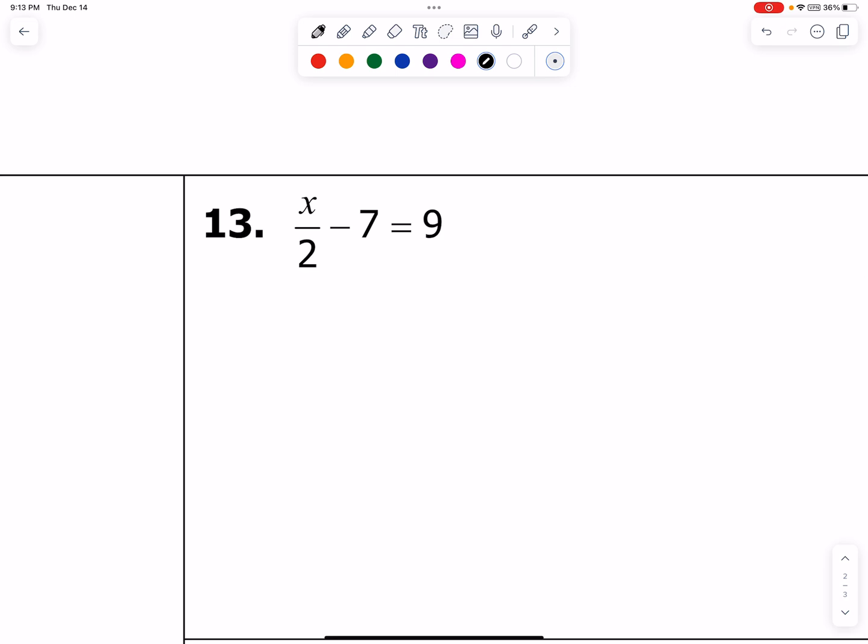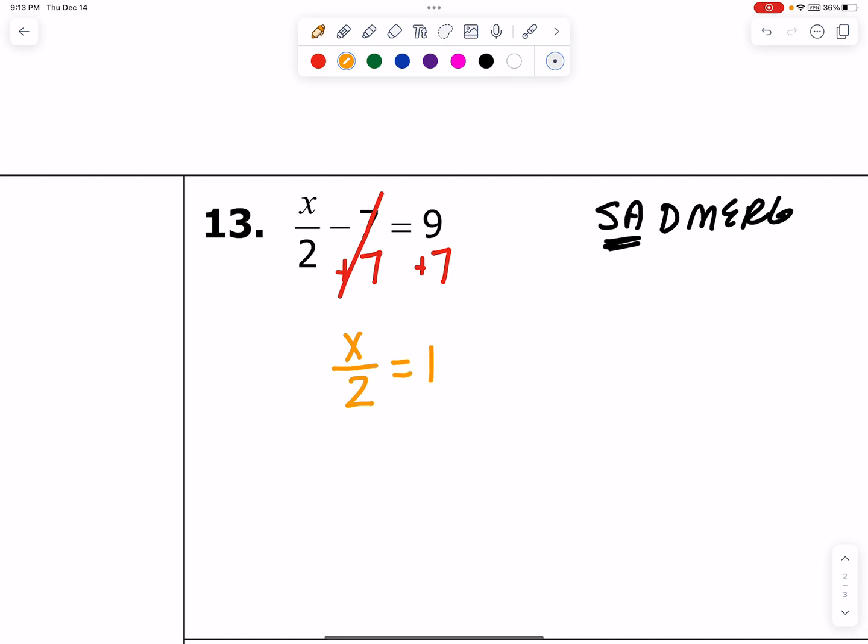Okay, so number 13, we have x divided by 2 minus 7. According to opposite order of operations with our SADMERG, what do we do first? Any addition or subtraction first. So I see a minus 7, so let's do plus 7 to both sides. Physically cross that out and now write the layer of what you have next. So I have x divided by 2 equals 9 plus 7 is 16.